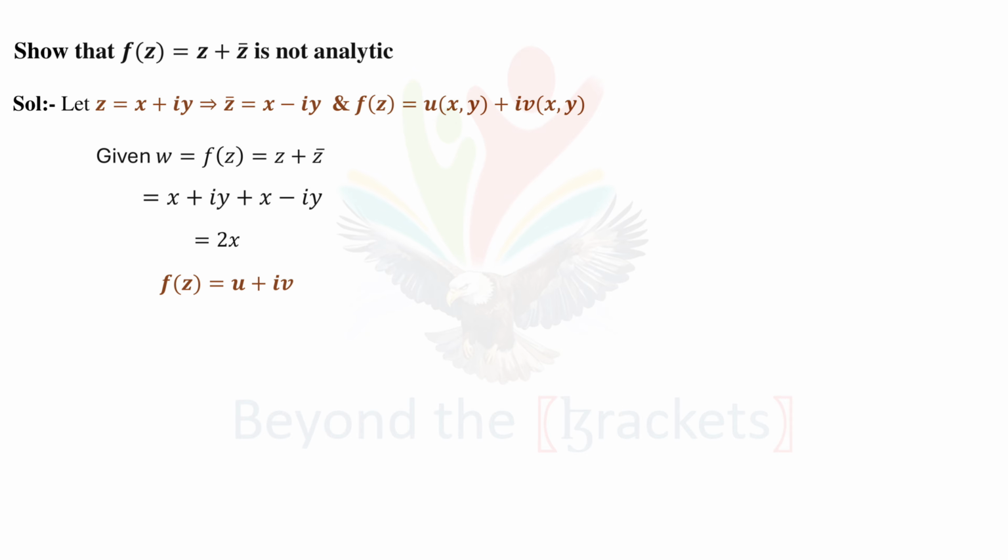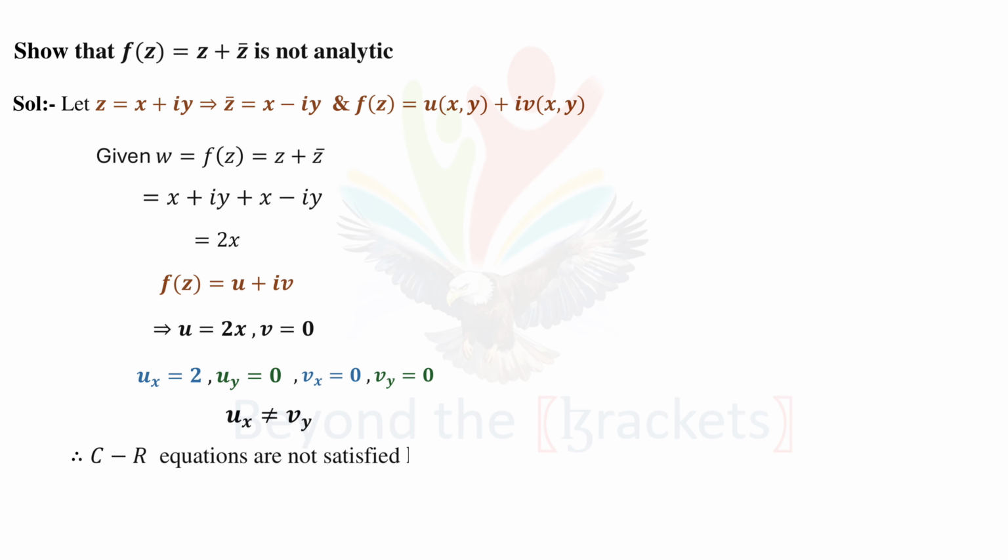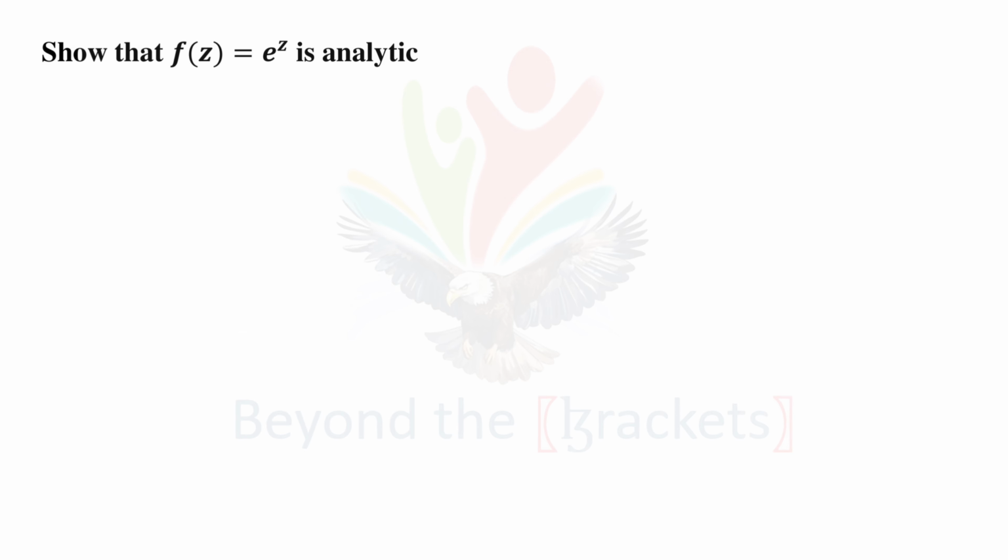So here there is no imaginary part, only the real part is left, that is taken as u, and v will be equal to 0. Differentiating u partially with respect to x, we get 2, partially with respect to y, we get 0. Differentiating v partially with respect to x, we get 0, and differentiating v partially with respect to y, it's 0. Here ux is not equal to vy, so the CR equations are not satisfied, hence f(z) is not analytic.